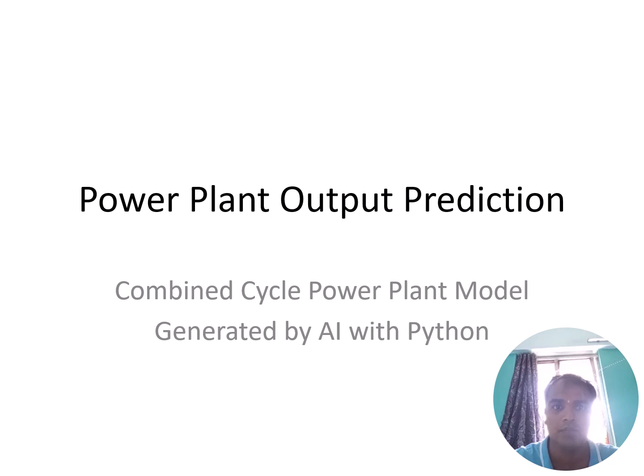So this is a presentation as a part of assignment submission to be done for the AI product management course by Duke Fuqua University. The topic of the presentation is power plant output prediction. So the problem statement is we have to predict the power output of a combined cycle power plant using an AI model, and I've used Python as a programming language for pursuing this assignment.